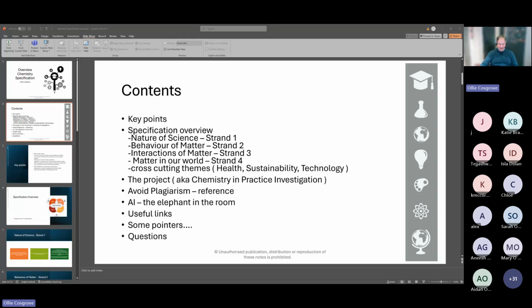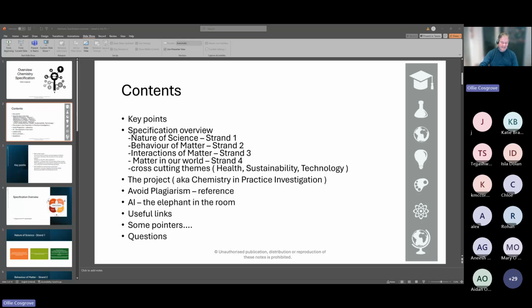Looking at the four strands then, you'll notice around the edges there, we've got the cross-cutting themes: technology, sustainability, and health. And if you were a betting person, you'd bet that some of those cross-cutting themes at least will be mentioned in the 40% chemistry and practice brief, which is released in January.